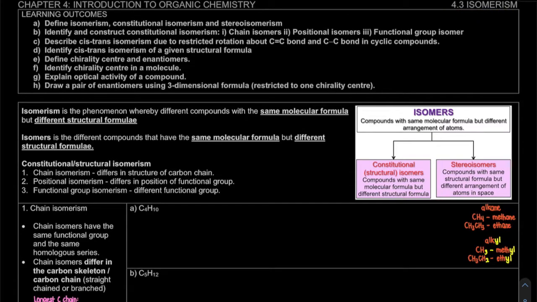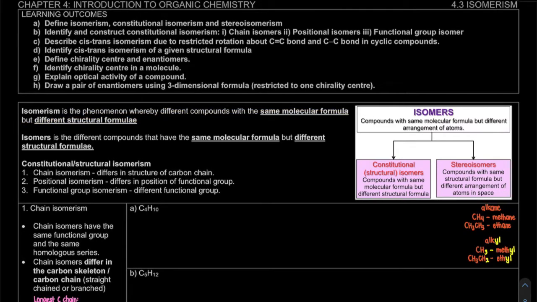In this video, we're going to learn to define isomerism, constitutional isomer, and stereoisomerism. And then we will identify and construct constitutional isomerism, which is chain, positional, and functional group. Okay, so what is isomerism? It is the phenomenon whereby different compounds have the same molecular formula but different structural formula.